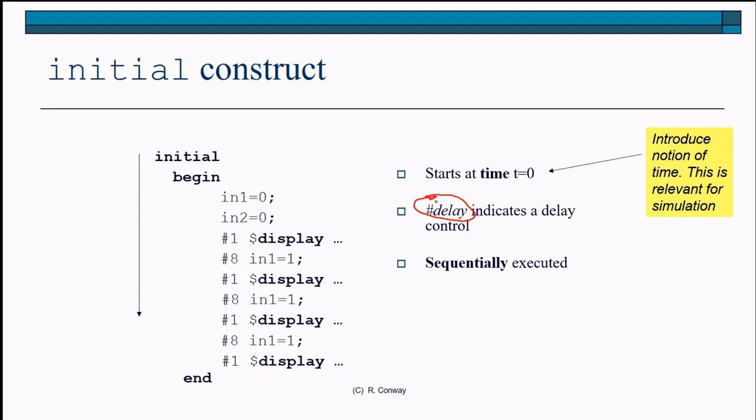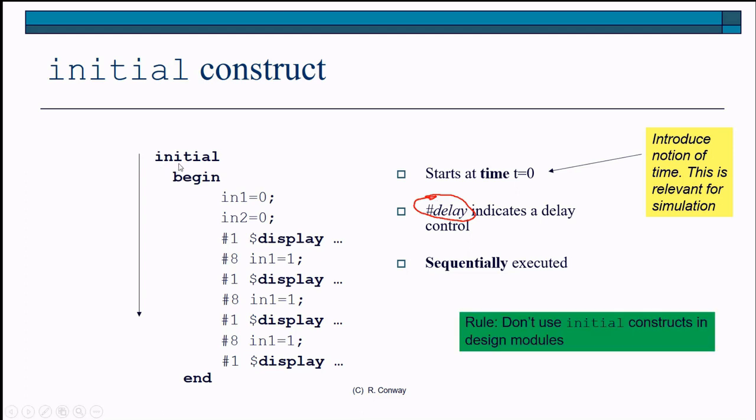For our work this semester, do not use the initial construct within design modules. Its primary purpose is to initialize values for use in a test bench. If needed, it's okay to use 2 or more initial constructs within a test bench, and we'll see some examples in later segments.